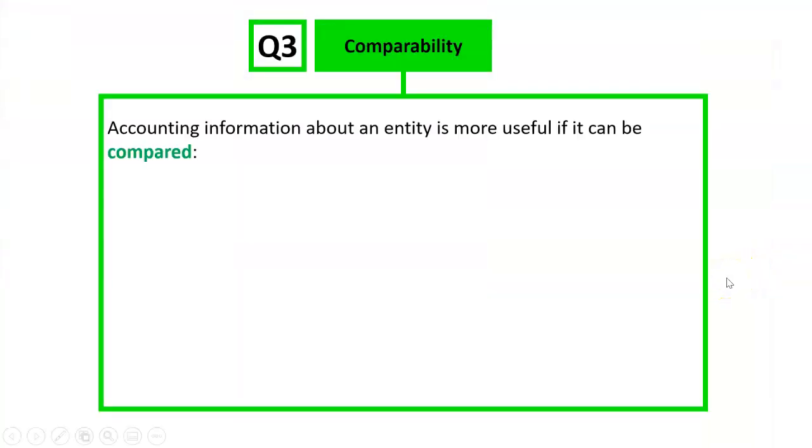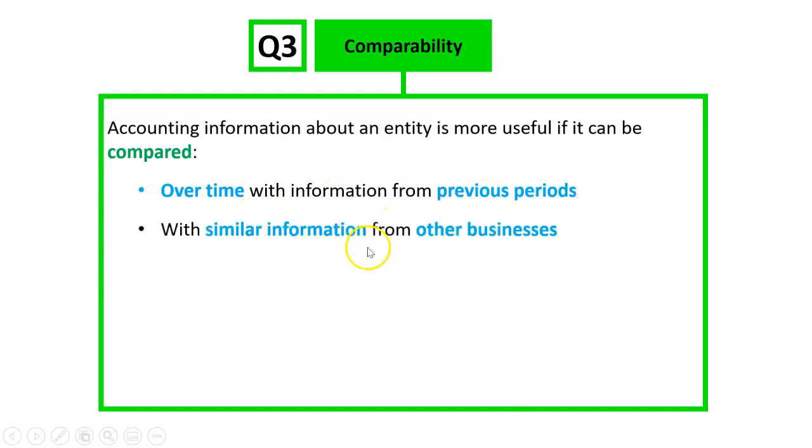Well, this is going to be quite long, but we'll simplify it and we'll say accounting information is more useful if it can be compared. We don't usually like to use the word itself, compared, in the definition, but in this case we kind of do. What we want to say is information is more useful if it can be compared over time with information from previous periods and with similar information from other businesses.